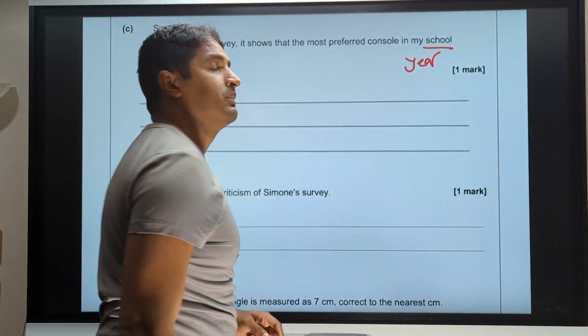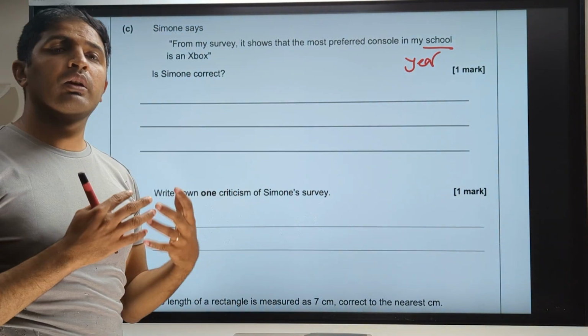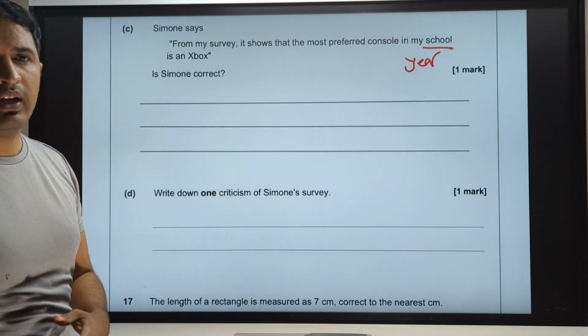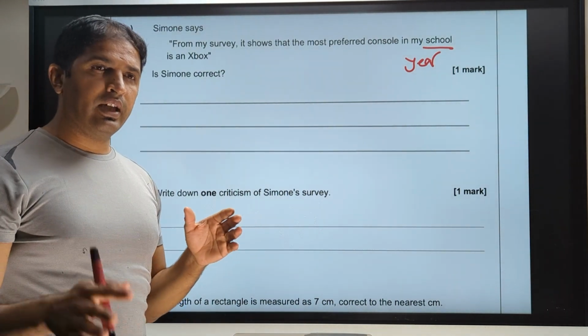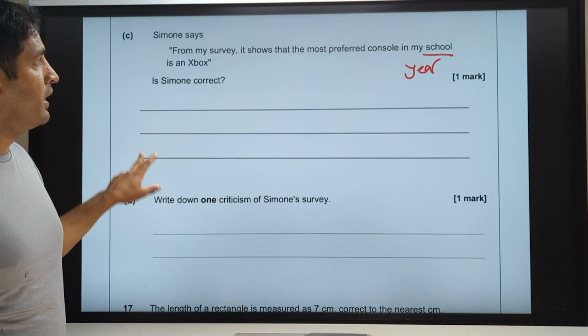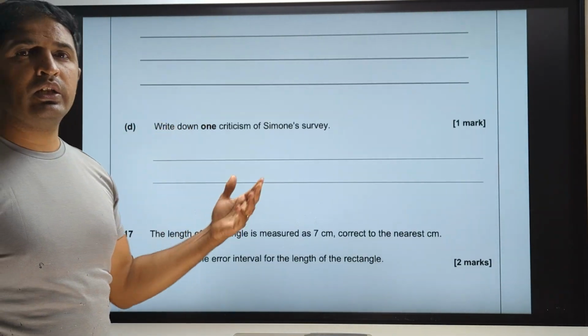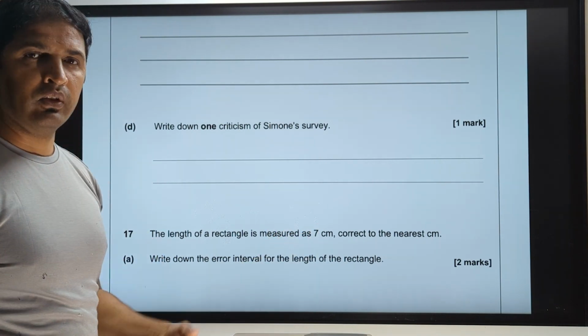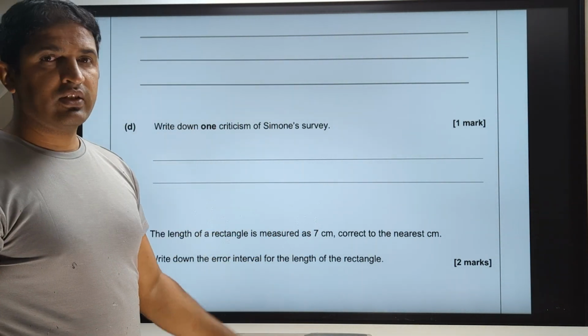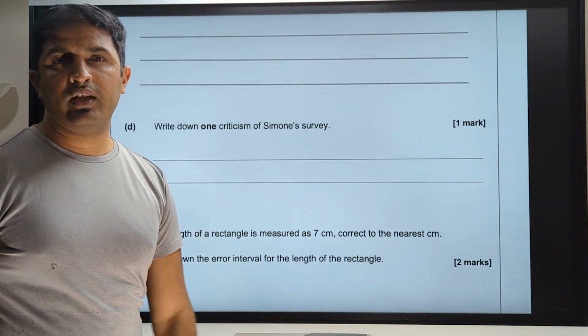That's a criticism. So you only took the sample from her year group rather than every year group. So it could have been year 10, could have been year 11. So you need to choose year 7 to 11, because as you grow older, you probably go away from the Nintendo, go towards the PlayStation or Xbox. So you're probably PC as well. So if you consider all the year groups, the result might have varied.